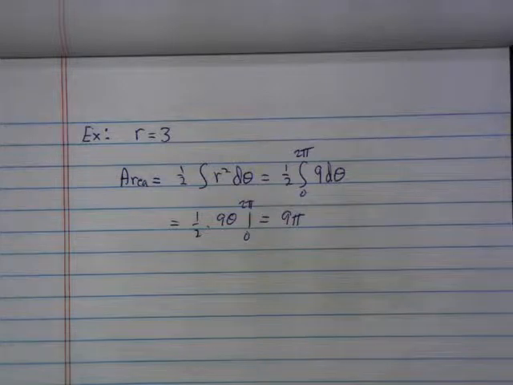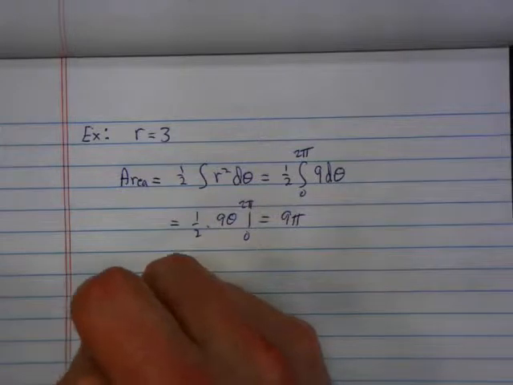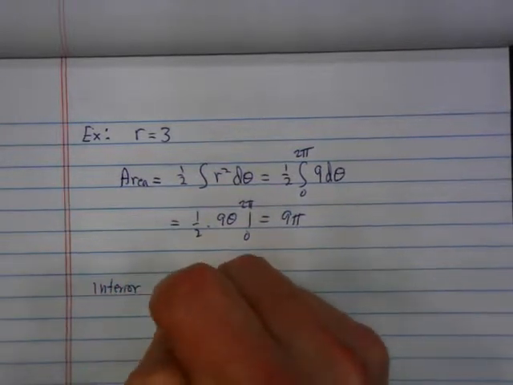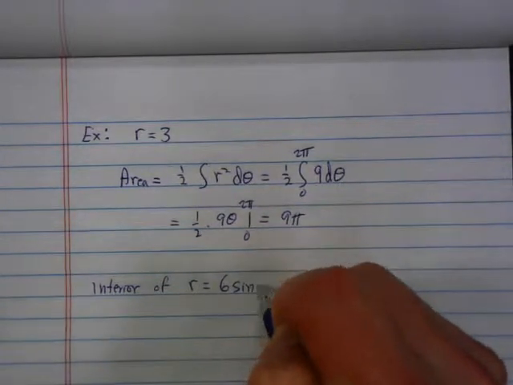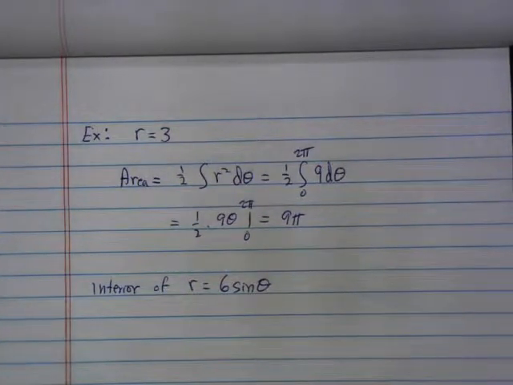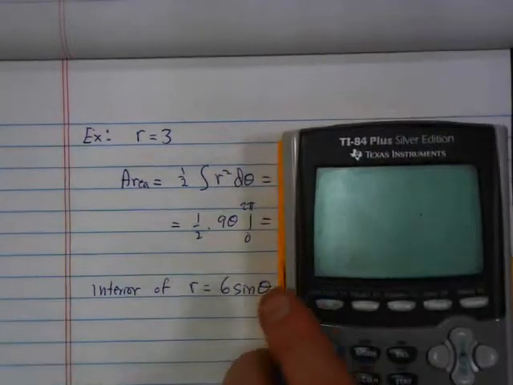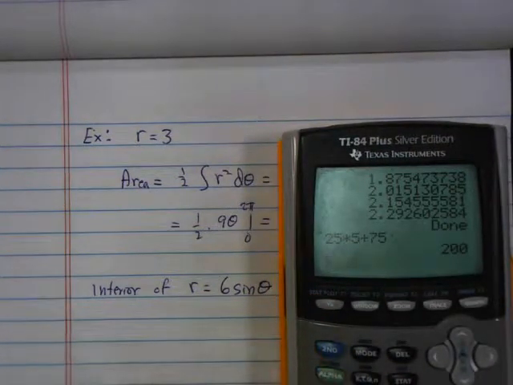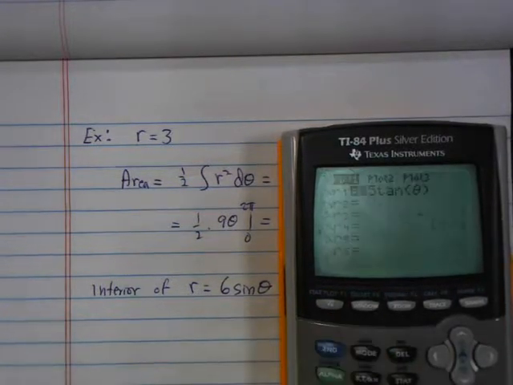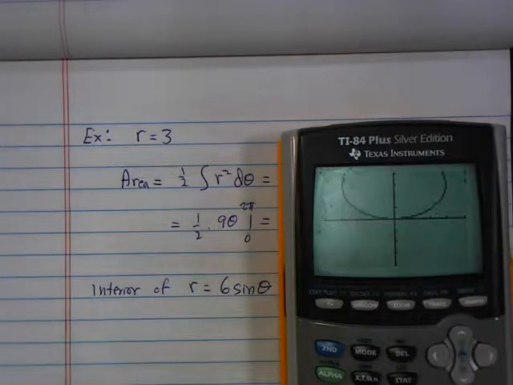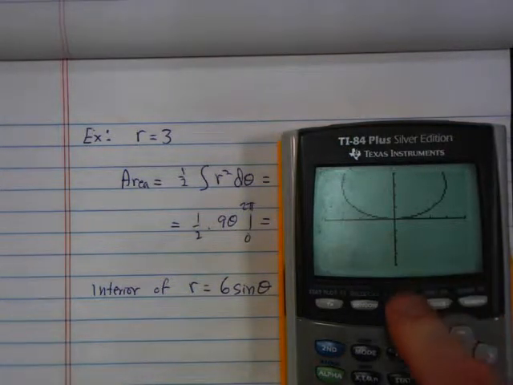All right, let's try a harder one. How about the interior of r equals 6 sine theta? What I find very helpful on these is to grab my calculator and draw a graph. Mode. I'm in polar form, that's good. Y equals 6 sine theta. Graph that. Might have to zoom out a little bit.